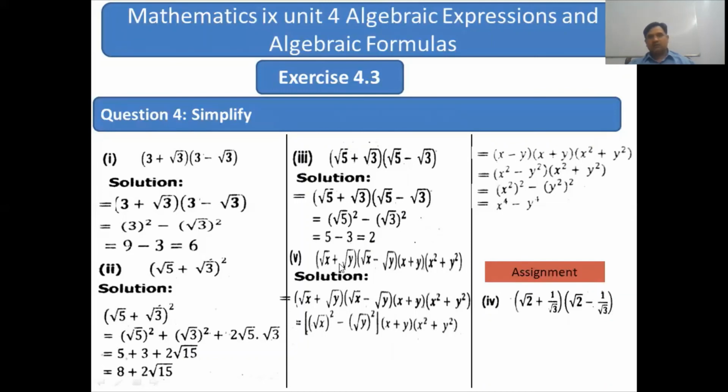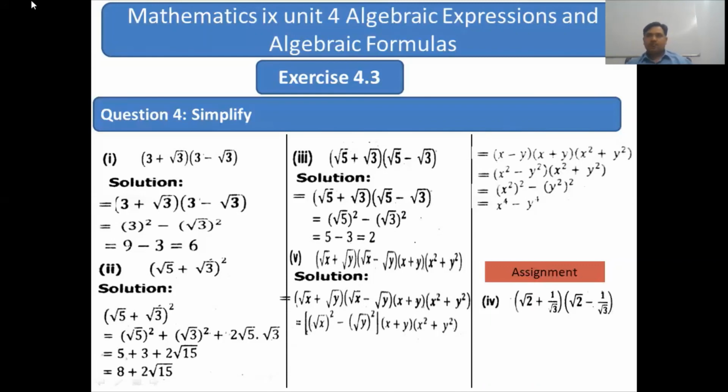Here this is square root of x plus square root of y, square root of x minus square root of y, x plus y, x square plus y square. So first we solve these two terms. So this is a plus b and this is a minus b. So we can simply write it as a square minus b square. So when we take the squares, this square cancels out with the square root, we have x, and when this square cancels out with this root, we have y. So we can write it as x minus y and x plus y, x square plus y square as it is.